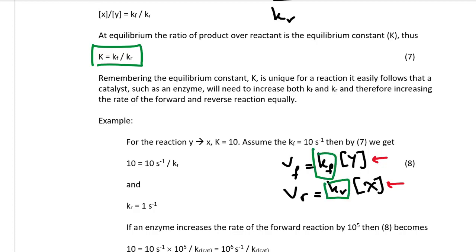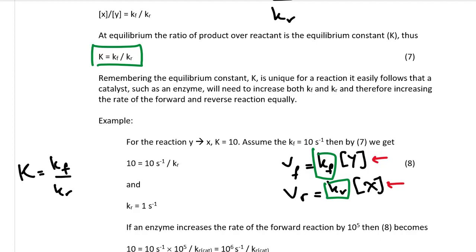and the Kr. So when an enzyme gets involved, the Kf and the Kr will increase for that reaction. But since the equilibrium constant equals Kf over Kr, then if I'm going to multiply Kf by a certain number, because now I have an enzyme involved, let's say the enzyme increases the forward reaction by 1,000-fold. Let us write this down.